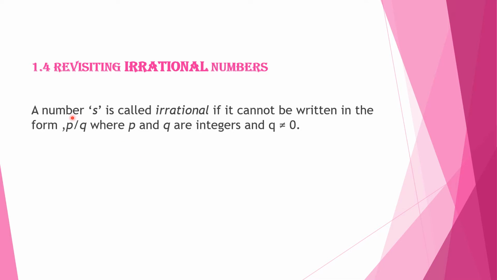Okay, so here is the definition. A number is called irrational if it cannot be written in the form of p by q, where p and q are integers and q is not equal to 0. So this is the definition, friends. In the continuation session, I'm going to cover the top 8 examples related to this topic. So let's move to the next slide.